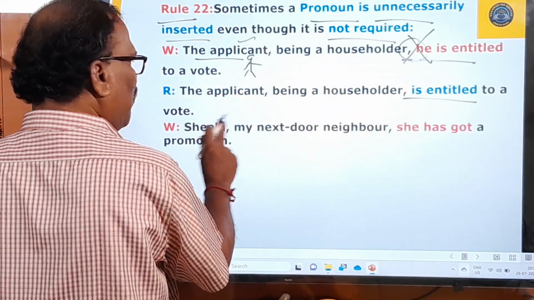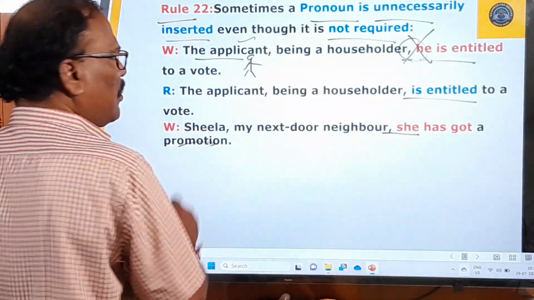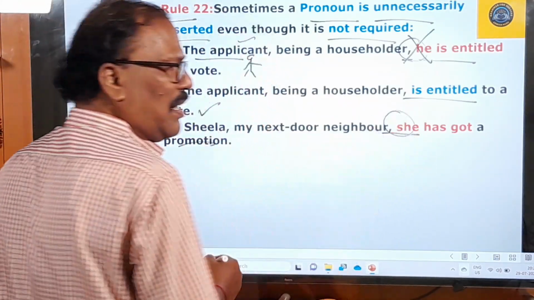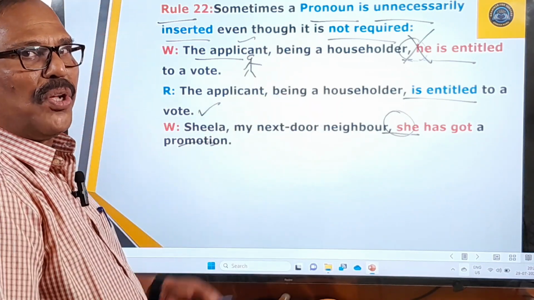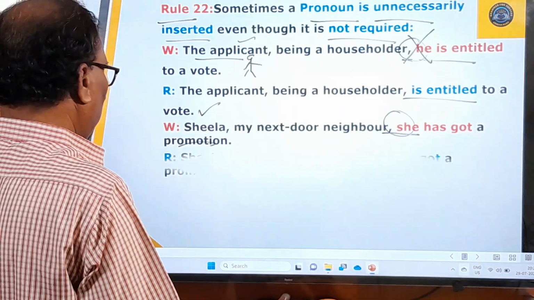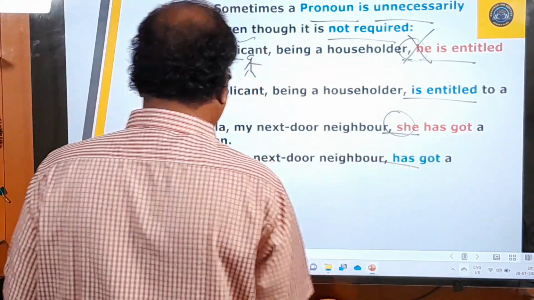One more example. Sheila, my next door neighbor, she has got a promotion. Already you have said Sheila. Why again saying she? That is not necessary. But some people use it so, and that's a mistake. It will be given in the examination also like this. Sheila, my next door neighbor, has got a promotion.